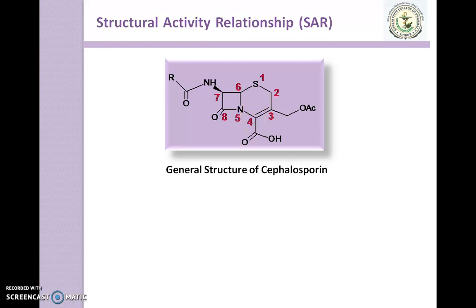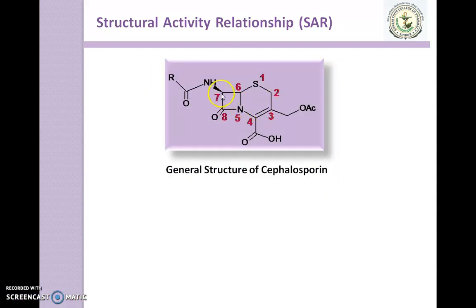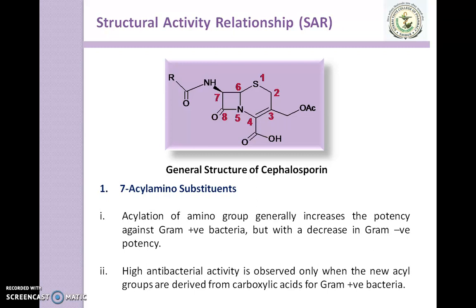Generally, modifications can be done on position number 3 and position number 7. So here we discuss the 7-acylamino substituents. Acylation of the amino group generally increases the potency against gram-positive bacteria, but at the same time it decreases the gram-negative potency. High antibacterial activity is observed only when the new acyl groups are derived from carboxylic acids for gram-positive bacteria.